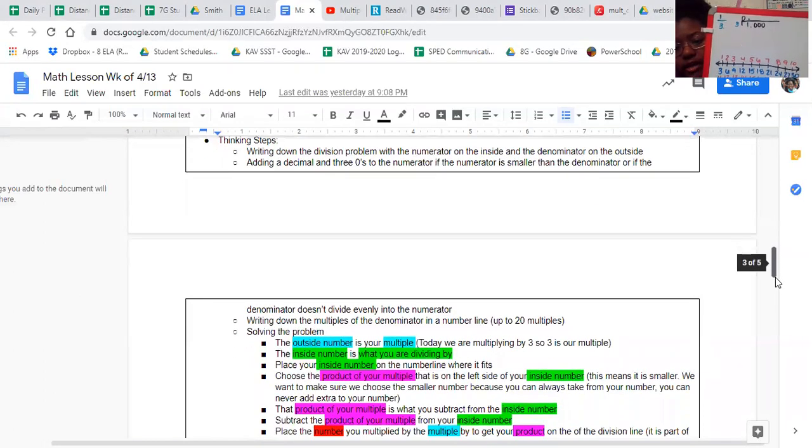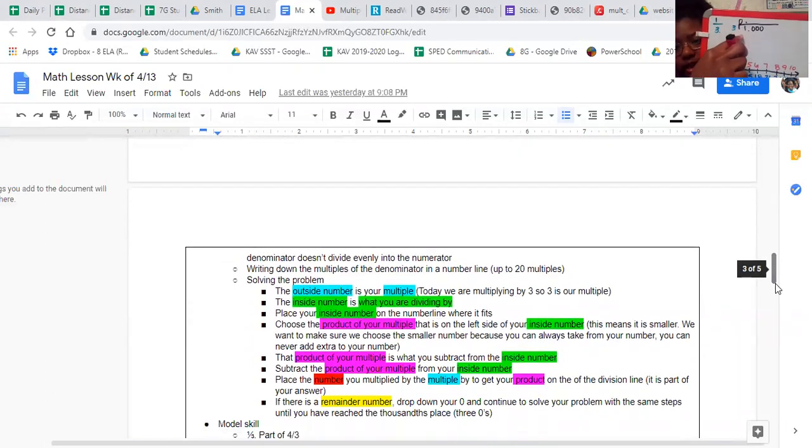Your inside number should go where it fits on the number line. We know that 1 doesn't fit on this number line, so that's why we have that 0. So now we need to fit 10 on the number line. And 10 goes right in between 9 and 12. So 10 goes right here on the number line.